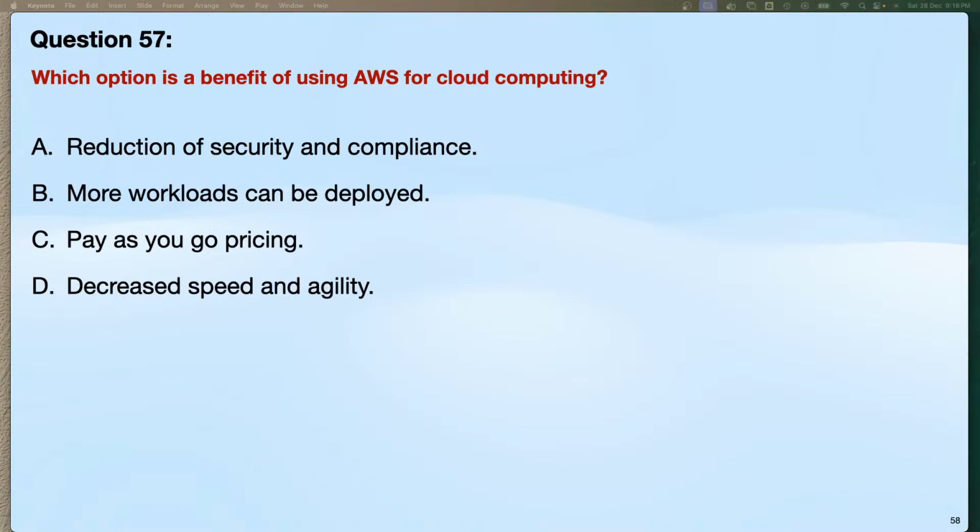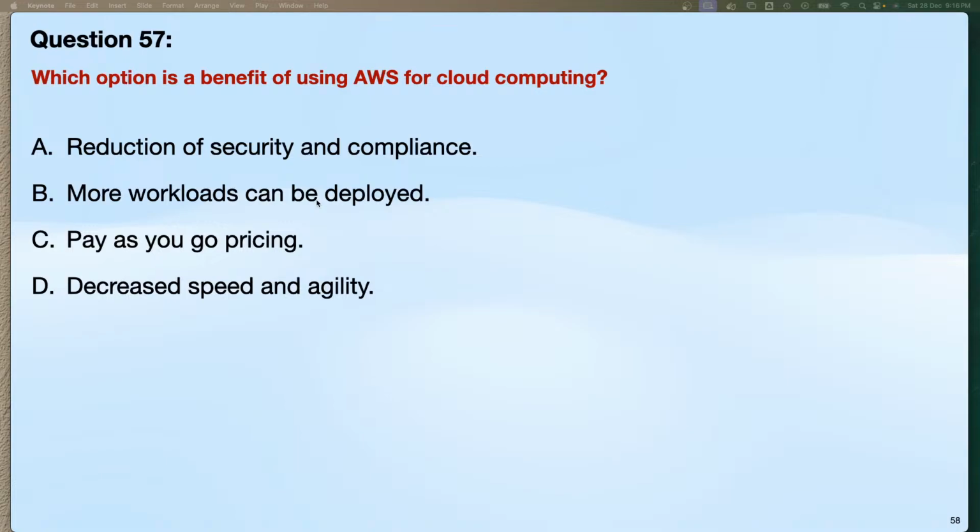57. Which option is a benefit of using AWS for cloud computing? So let's read these options. Reduction of security and compliance. It doesn't reduce your security and compliance. Is this really the benefit? I don't think so. Let's evaluate others. More workloads can be deployed.